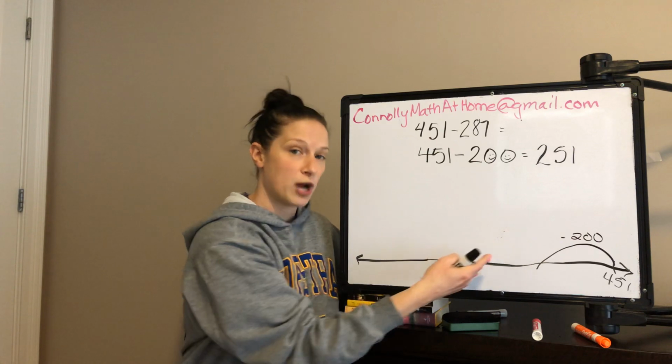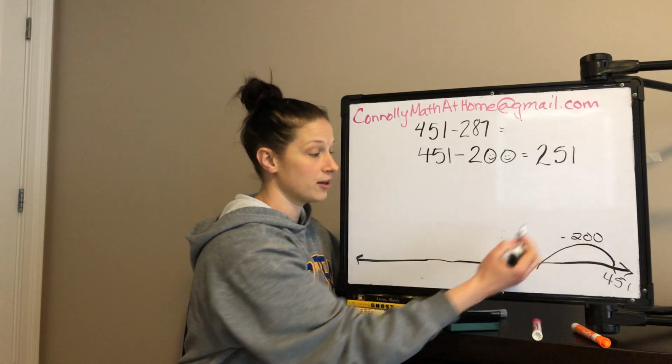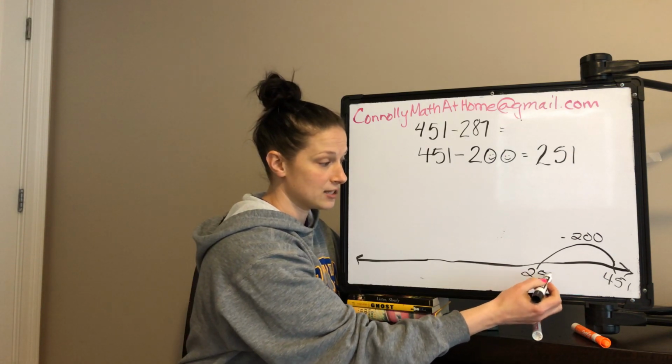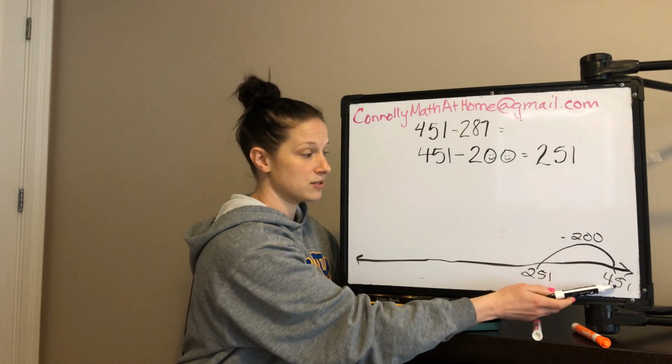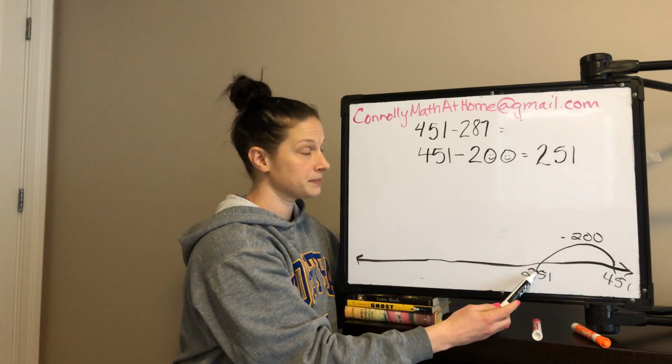Make sure if you're subtracting, you're moving backwards on the number line. Okay, you should be starting over here and coming backwards. So we land on 251. So this represents 451 minus 200 is 251.